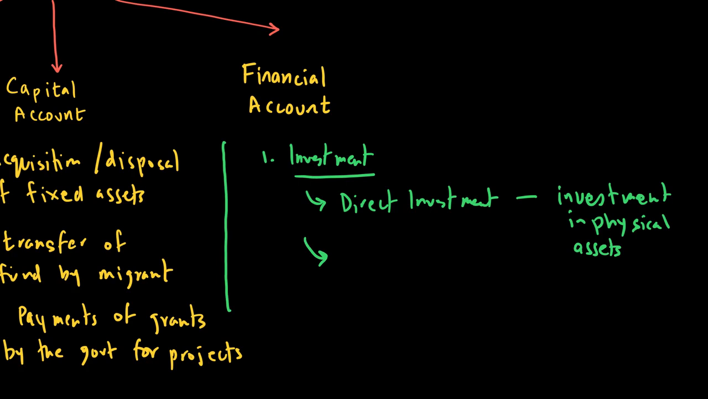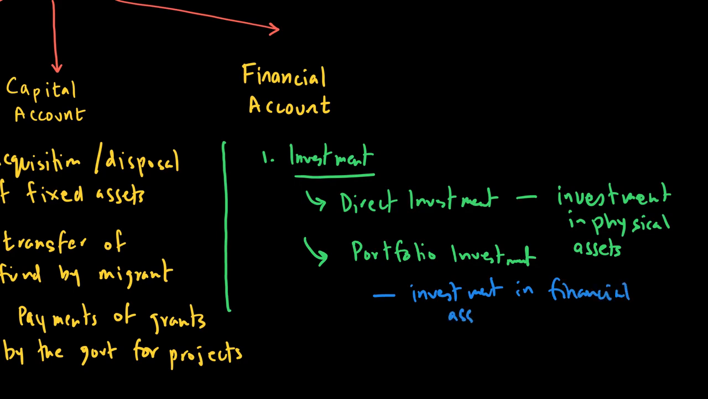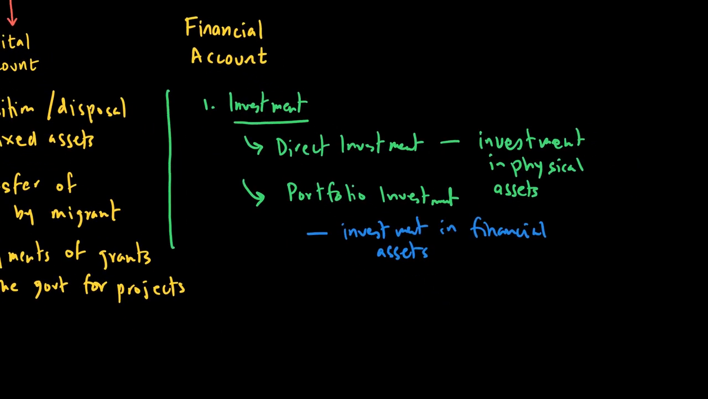It could also be what we call portfolio investment. This is the investment that happens when we are investing in financial assets. And the financial assets could be, you know, like stocks, bonds, shares, and so on and so forth. These are all financial assets, rather than physical assets, which could be in terms of factories and so on. So the first section is basically called the direct and portfolio investment flows.